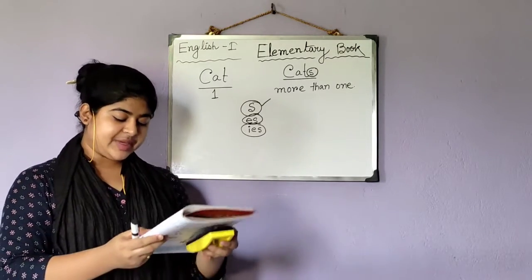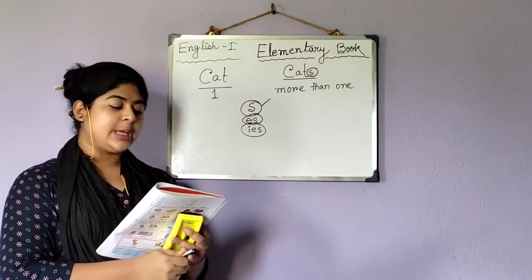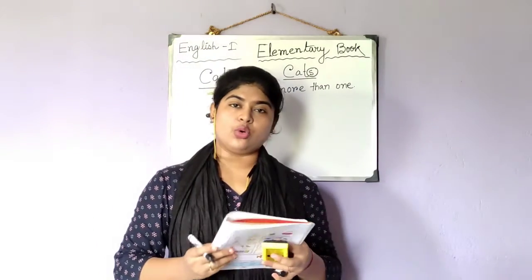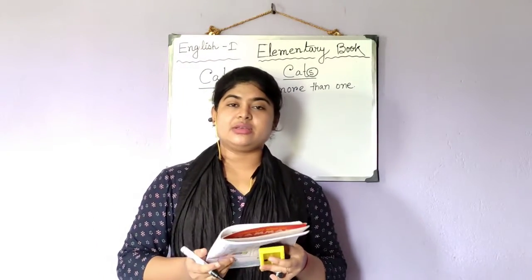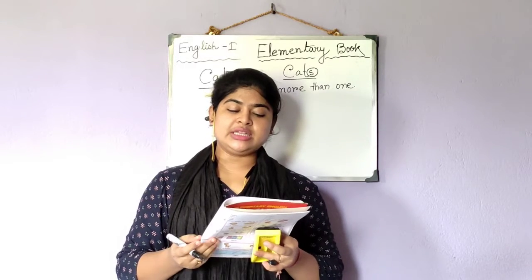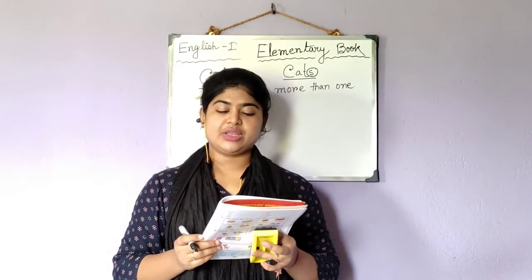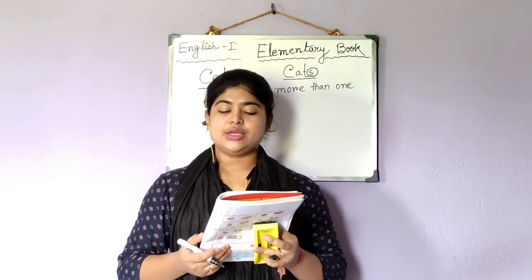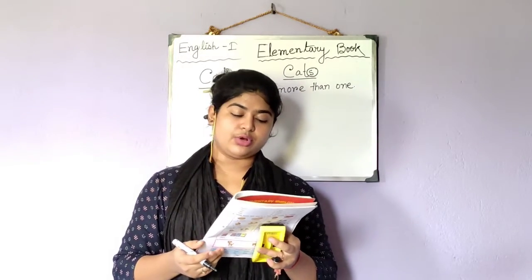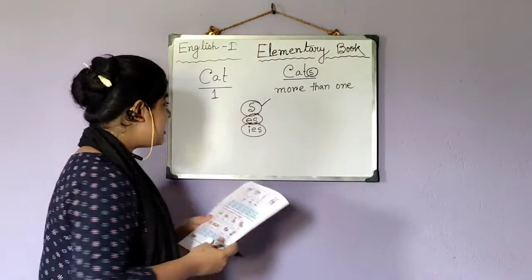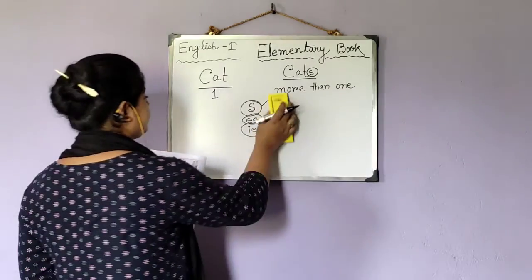Now come to the next page, page number 46. There is the picture of a cow. And if we make it plural, then it will be cows. A boy means one boy. Boys means more than one boy. So similarly, there is a list of words.